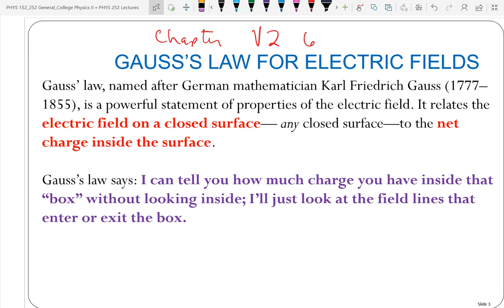So Gauss said, okay, the number of lines coming out is proportional to the amount of charge. I can take any region, and if I just measure how much electric field strength is coming out of that region, I can tell you how much charge is enclosed, because of that rule about the lines coming out being proportional to the charge. And so that's what Gauss's law is. Gauss's law says that the electric field strength coming out of a surface is proportional to the charge held inside.